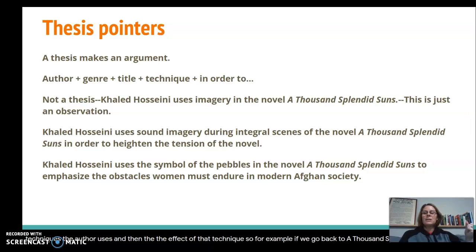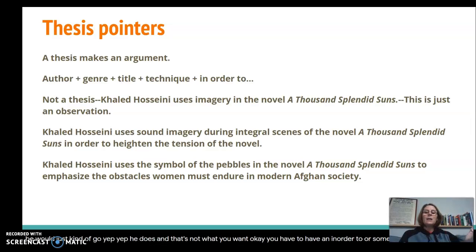So for example, if we go back to A Thousand Splendid Suns, "Khaled Hosseini uses imagery in the novel A Thousand Splendid Suns" is not a thesis, it's an observation. It's a statement of fact. And the reader would just kind of go, yep, he does. And that's not what you want, okay? You have to have an "in order to," or something that's sort of arguable.